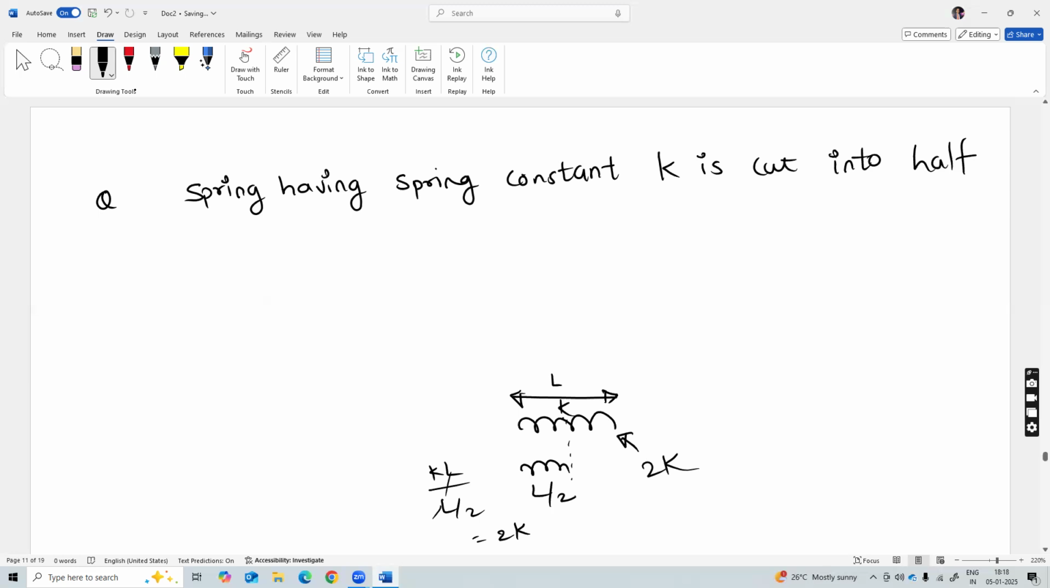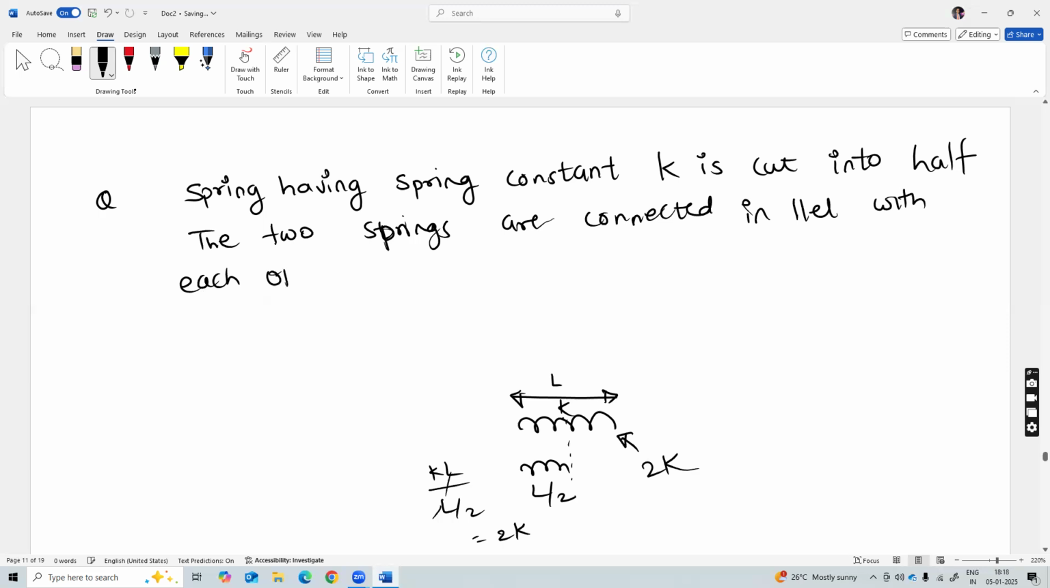Okay, now the two springs are connected in parallel with each other. What will be the new value of spring constant of the combination of springs?